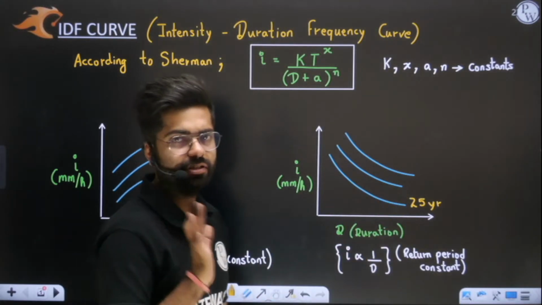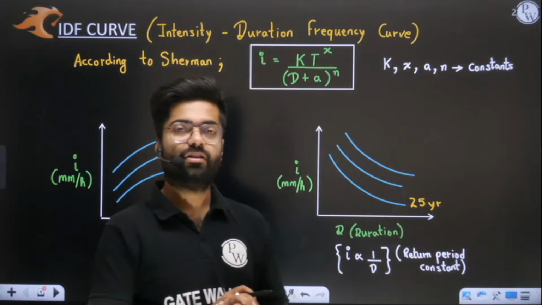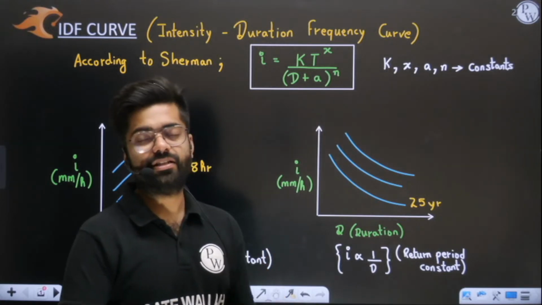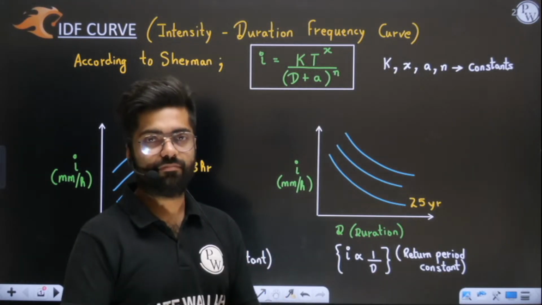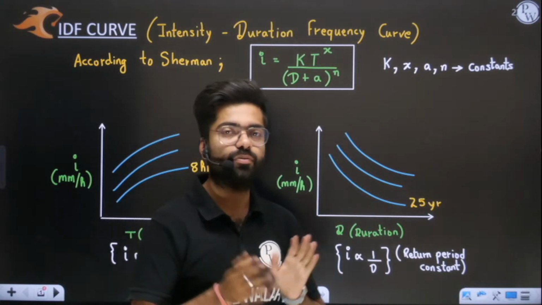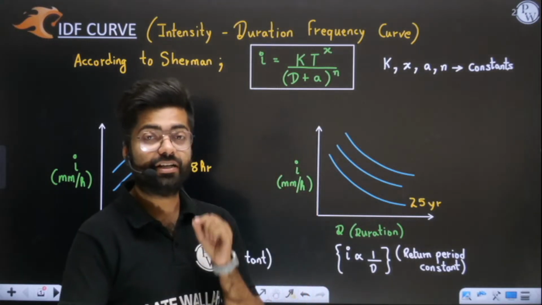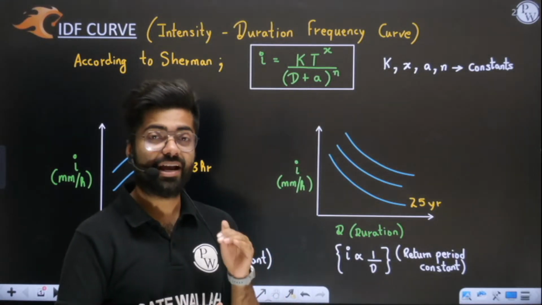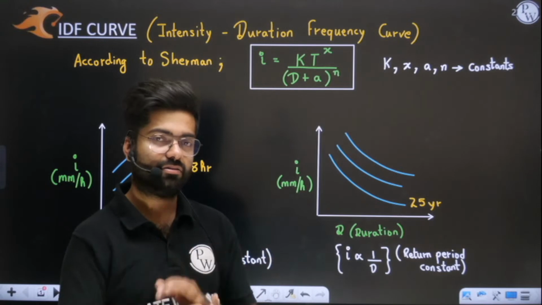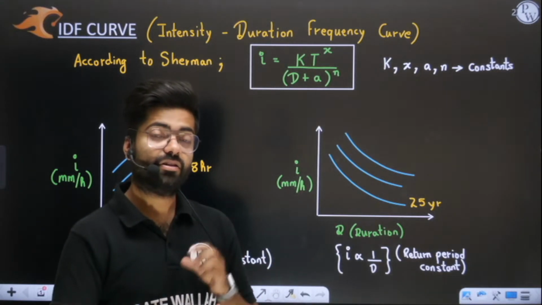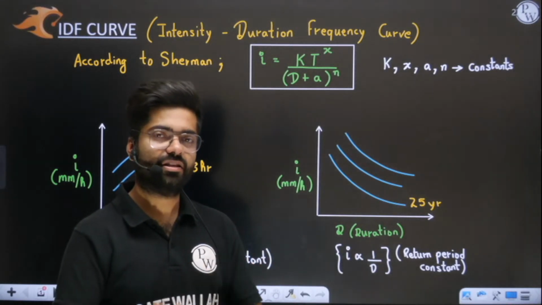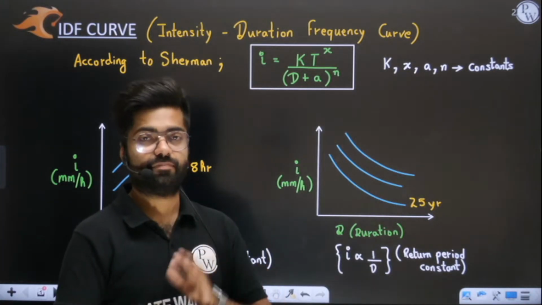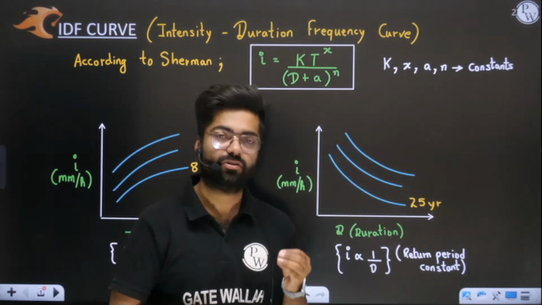See, you must have observed that smaller intensity rainfall happens for a long time. You must have witnessed this. Let us imagine a very light rainfall is happening. That light rainfall can continue for hours. Have you witnessed this? But a very high intensity rainfall will last for a very short time. It is short lived.